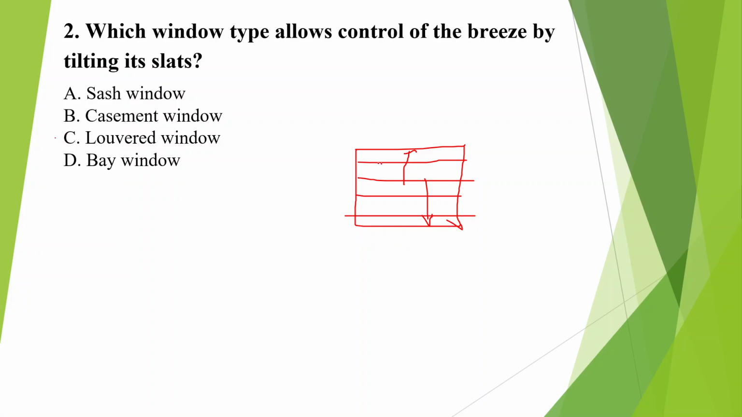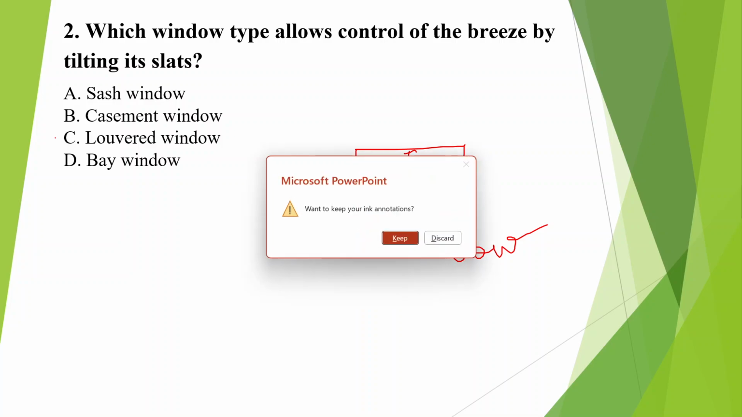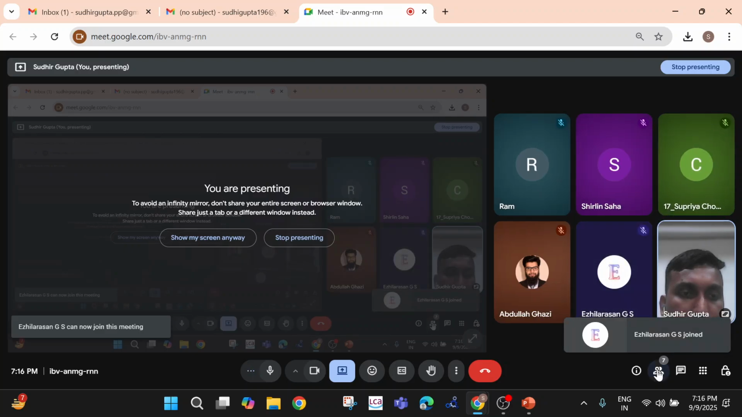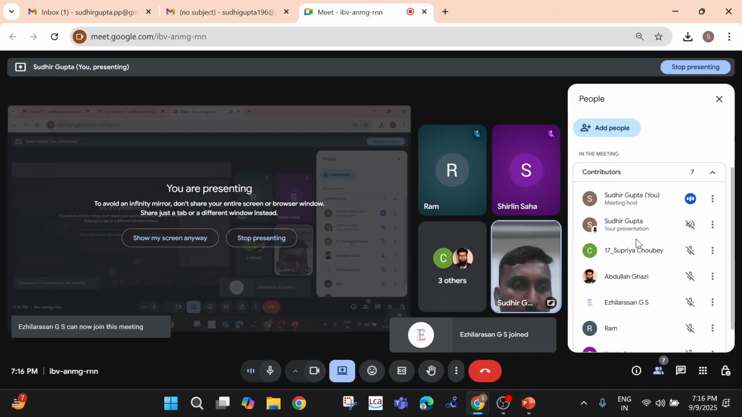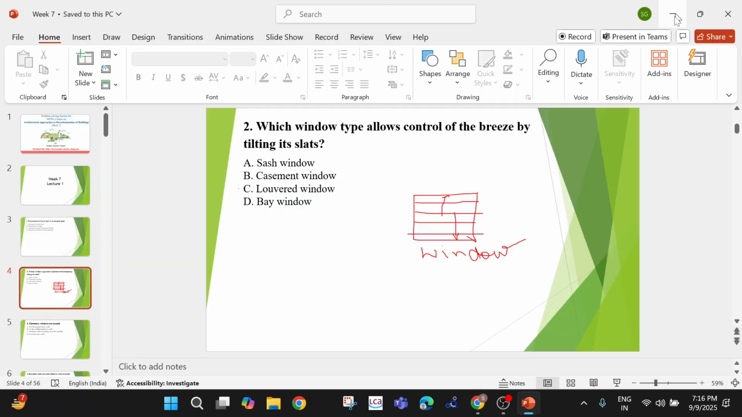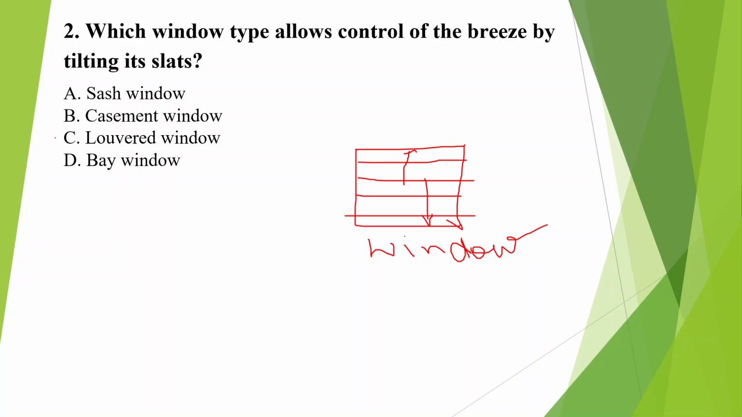I hope all of you will be able to now understand, whoever have not given the answers. So let me admit one more participant. Okay, so now we are having around seven participants, I think. Okay, so let's move to the third question then. If this question is clear to all of you, then let's move to the third question.